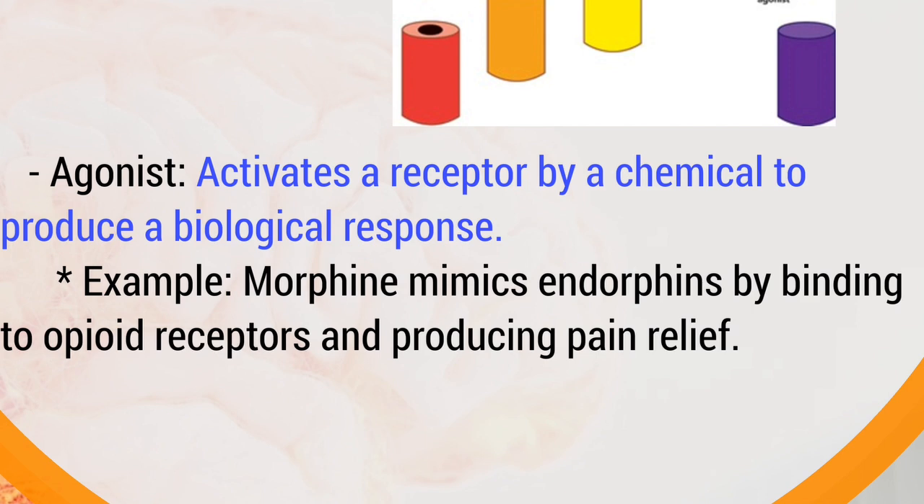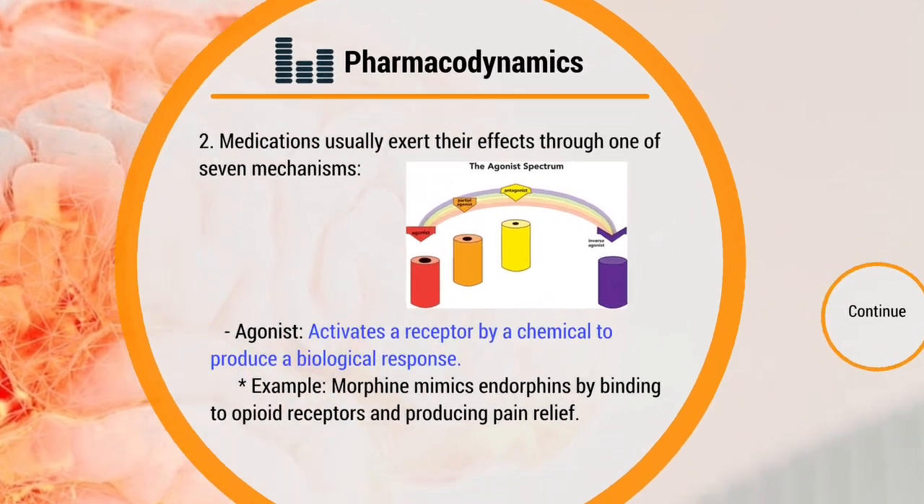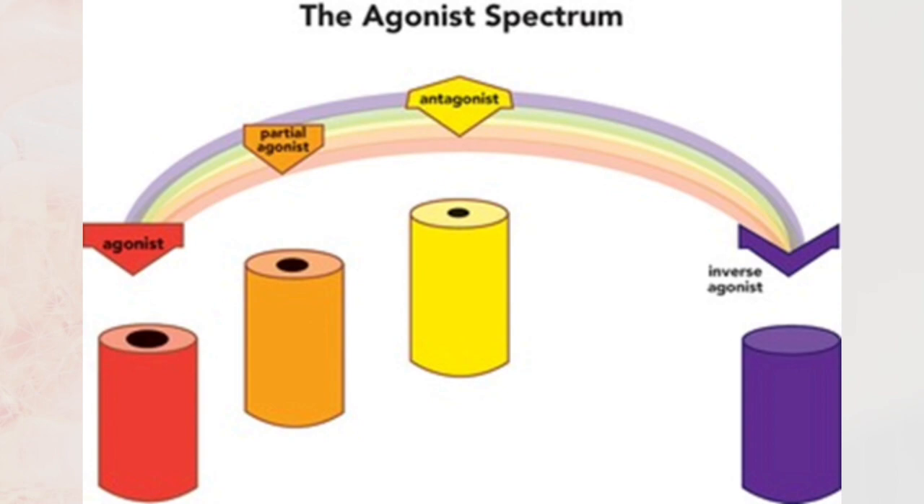When you hear agonism, it activates a receptor to produce a biological response. For example, morphine mimics an endorphin by binding to opioid receptors and producing pain relief. All right, this is a very important concept. Please make sure that you know that agonism produces a biological response. Here again, the spectrum.